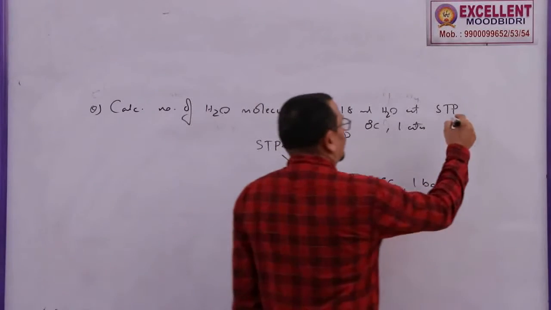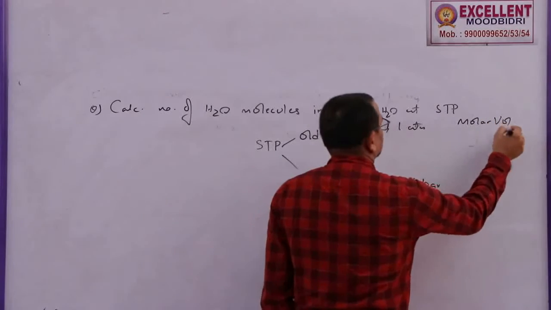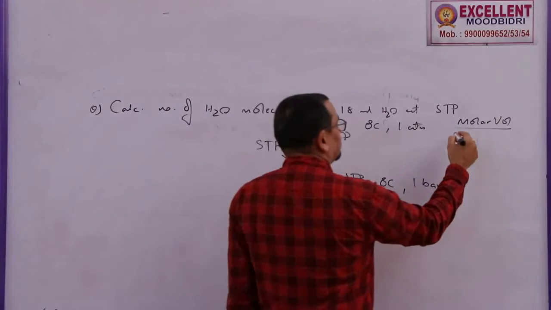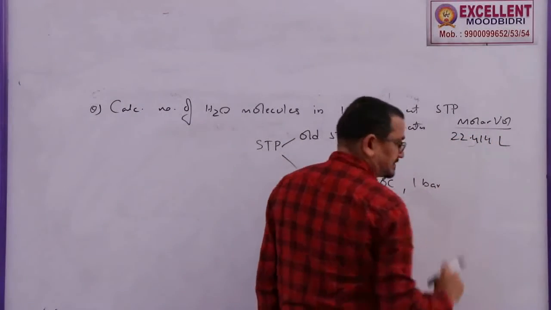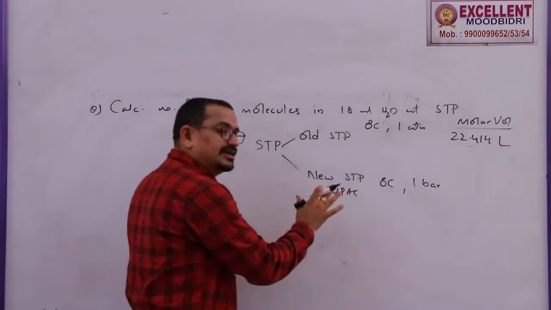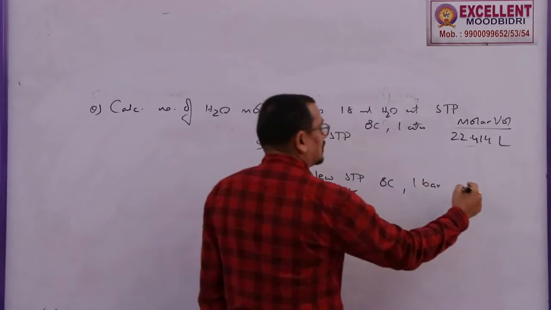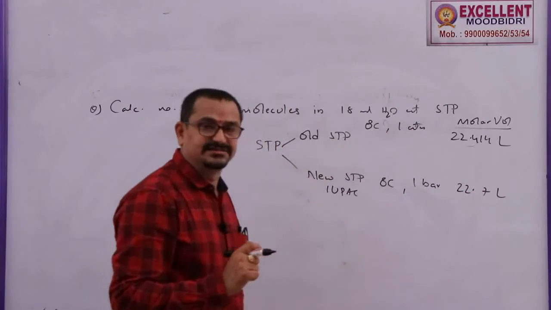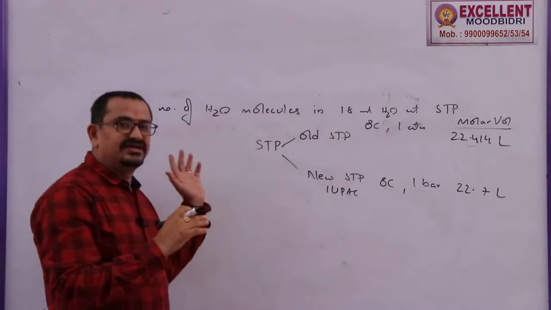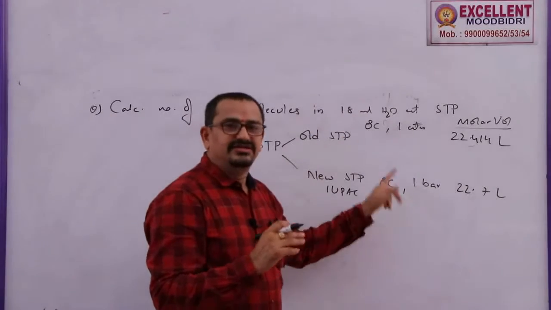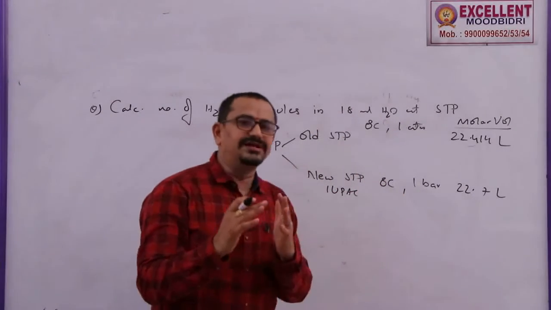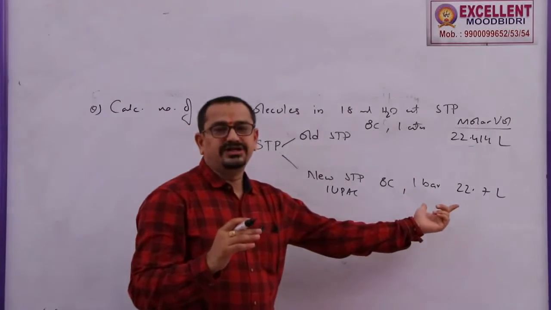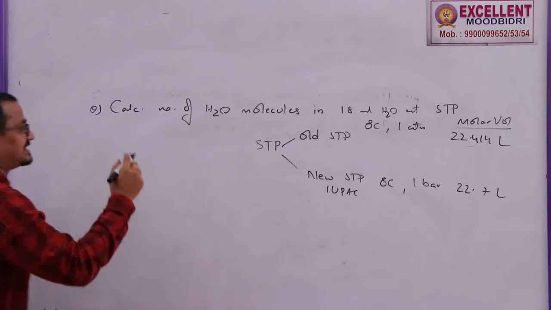And accordingly, the molar volume also varies. If it is according to old STP conditions, which is 0 degrees and 1 atmospheric pressure, the molar volume will be 22.414 liters. But if it is according to new IUPAC STP conditions, the molar volume will be 22.67 liters, usually taken as 22.7 liters. By observing the values given in the options, you can choose which STP conditions they are following. Usually, as examinations are based on the NCERT textbook, they follow 22.7 liters. Okay, now let us solve this question.